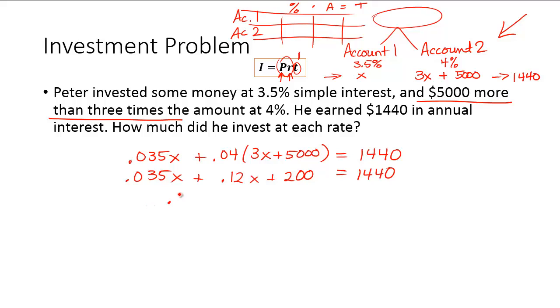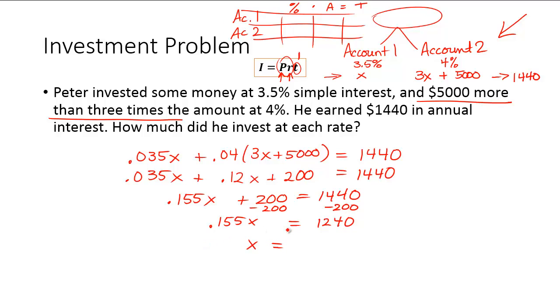Collect like terms. Subtract. So you get 1440 minus 200 gives you 1240 divided by 0.155, and that gives you 8,000.